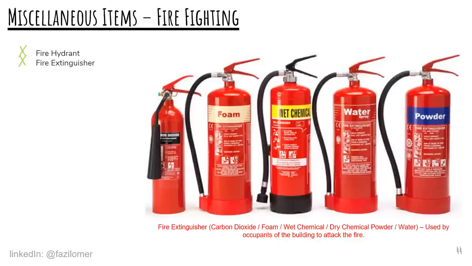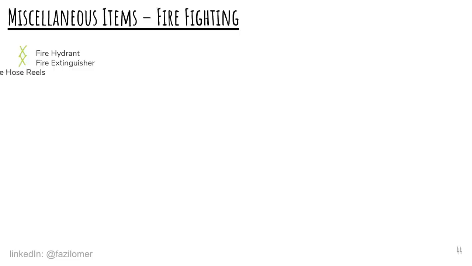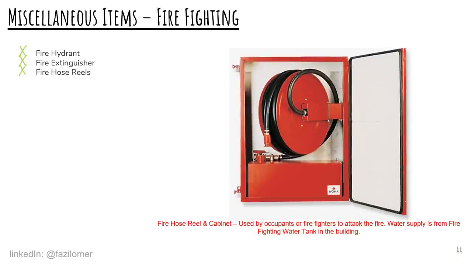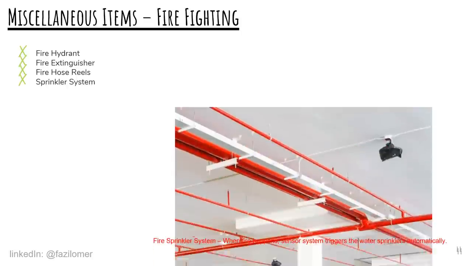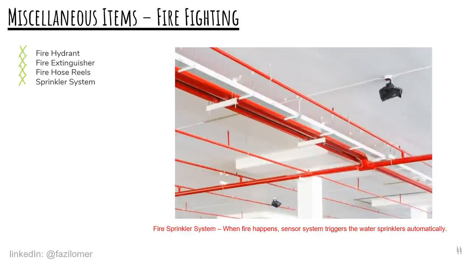Type of fire extinguisher is chosen based on factors like type of fire, source of fire, etc. Fire hose reels. It is used by occupants or firefighters to attack the fire. The water supply is from firefighting water tank in the building. Sprinkler system. When a fire happens, the sensor system triggers the water sprinklers automatically.